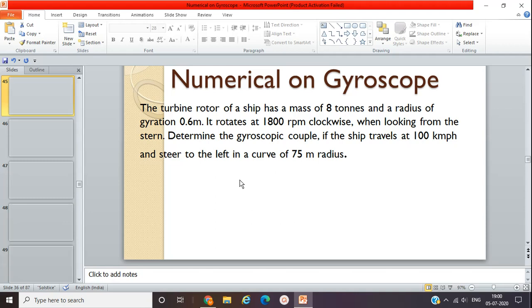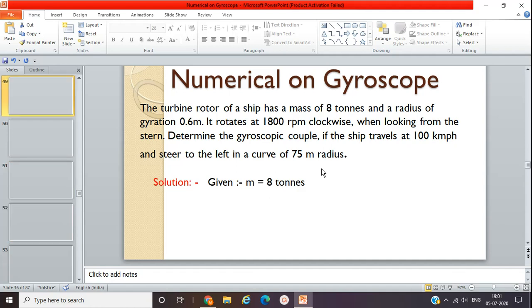The problem is given like this: the turbine rotor of a ship has a mass of 8 tons and a radius of gyration 0.6 meter. It rotates at 1800 rpm clockwise when looking from the stern, meaning from the backside. Determine the gyroscopic couple if the ship travels at 100 km per hour, steering to the left in a curve of 75 meter radius.